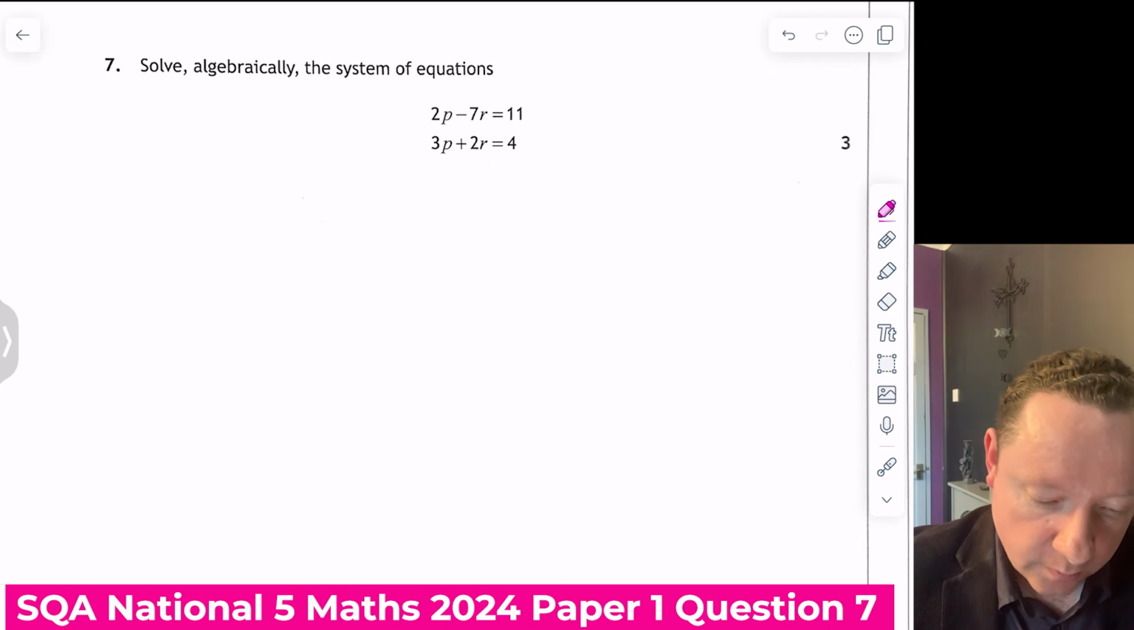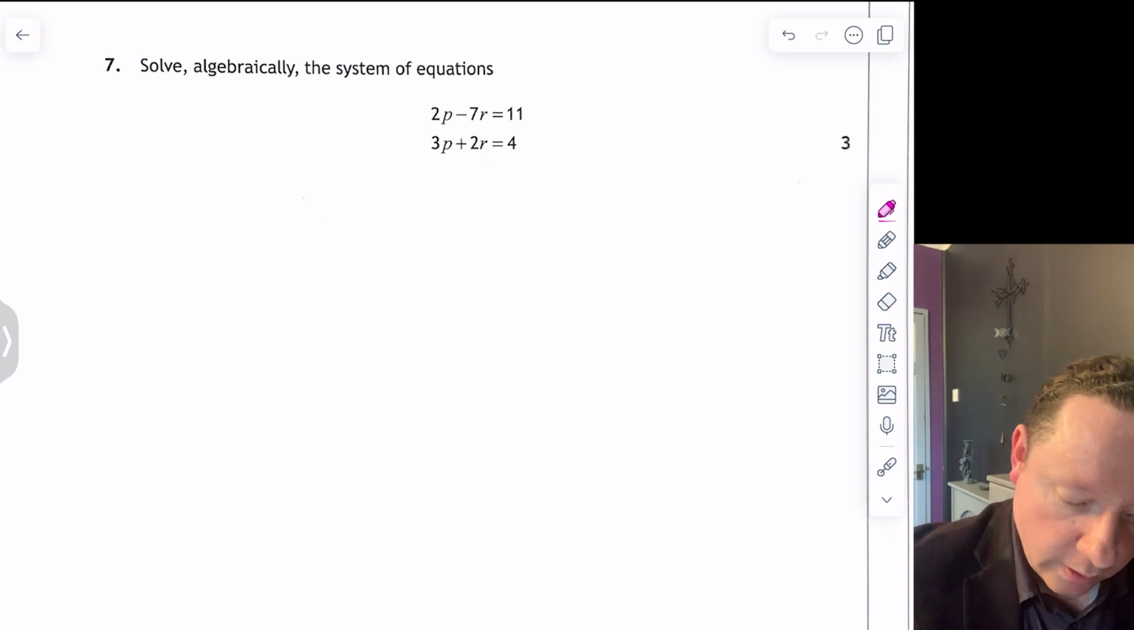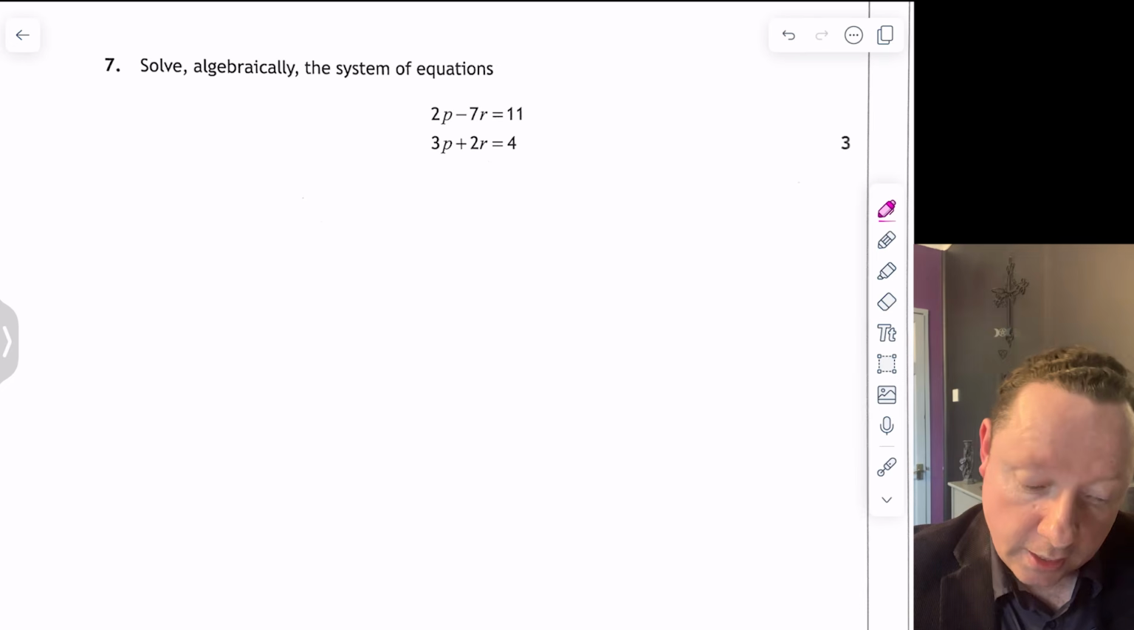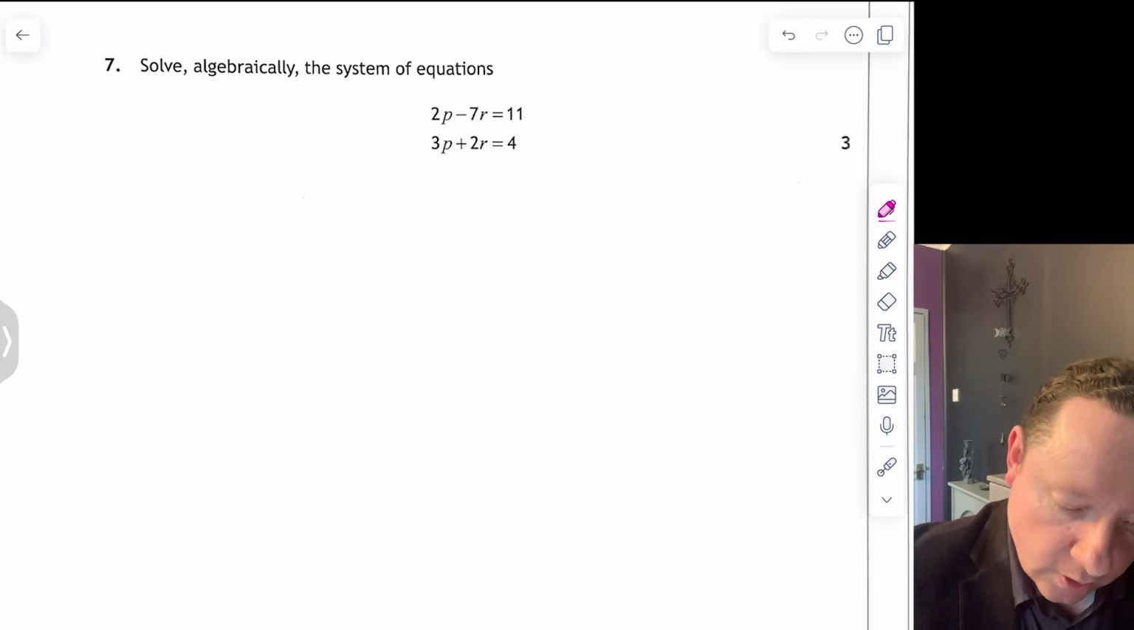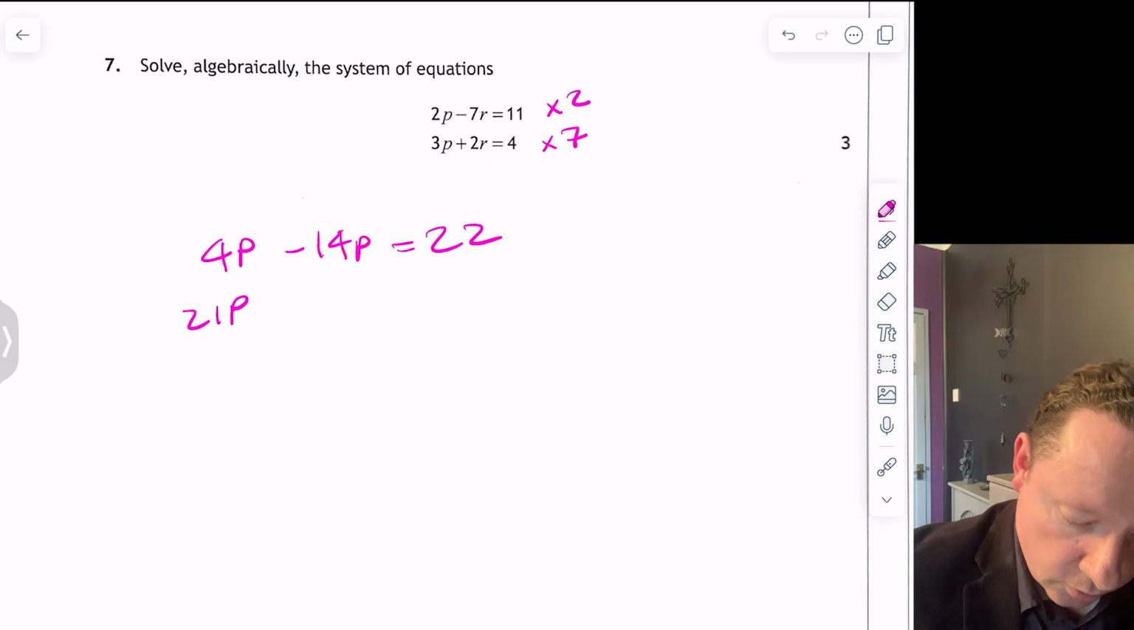SQA National 5 Maths 2024 Paper 1 Question 7. Solve algebraically a system of equations. So it's simultaneous equations with equations given. I always get rid of the second one, so that's what I'm going to do. But if you got rid of the first one, you should get the same answer. So you times this one by 2 to make 14r, and times this one by 7 to make 14r. 2 2s is 4p, 2 7s is 14r, and 2 11s is 22. And then the bottom one, 7 3s is 21p, 7 2s is 14, that's an r by the way, 14r, and 7 4s is 28.